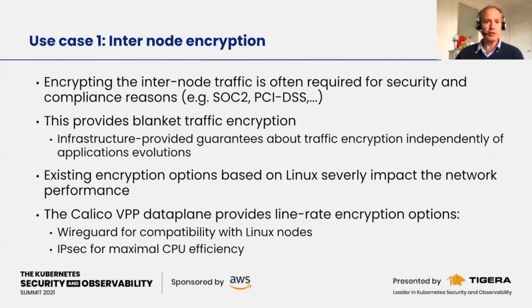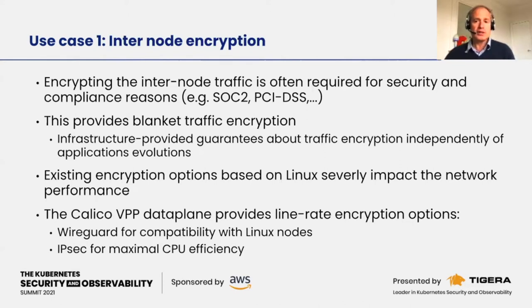The first one I would like to start with is internode encryption. We see a growing need, mainly for compliance reasons, to deploy internode encryption. And these compliance, regulatory things may be SOC 2, PCI DSS, there are plenty of others. And basically, each time you cross a trust boundary, you have to go through encryption, right?